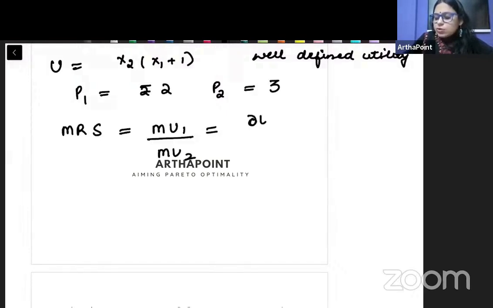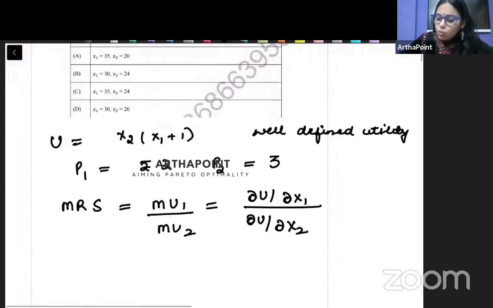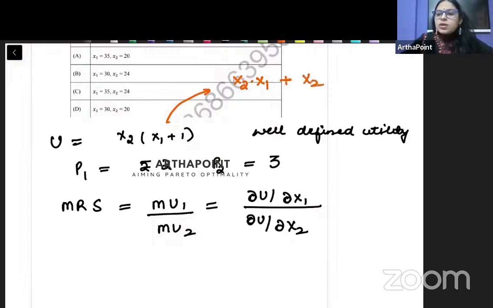MU1 मतलब क्या? You need to differentiate the utility function with respect to good 1. And MU2 मतलब क्या? You need to differentiate the utility function with respect to good 2. When you differentiate the utility function with respect to good 1, what will you get? But ध्यान से open this up. This is giving you x2 into x1 plus x2. तो x1 तो सिर्फ यहाँ आ रहा है ना. x1 is only coming here. So when you differentiate this utility function with respect to x1, तो x2 is a constant. तो x2 हर जगह constant है. So its differentiation will become x2.